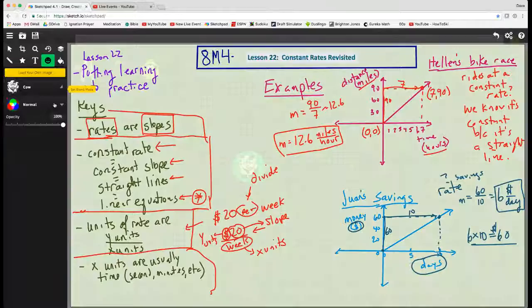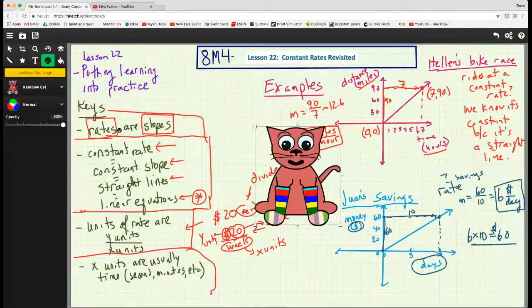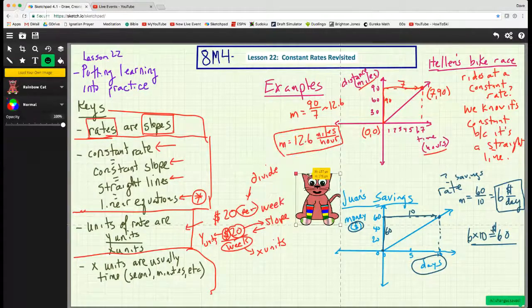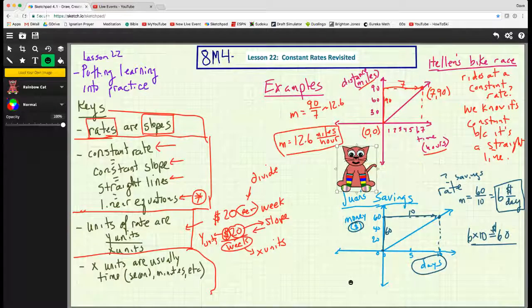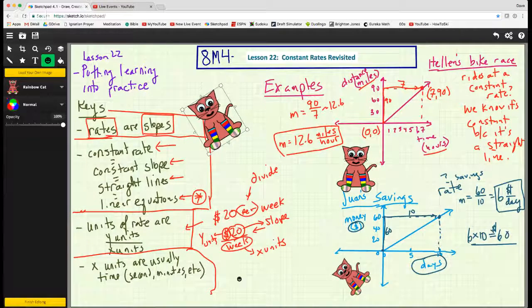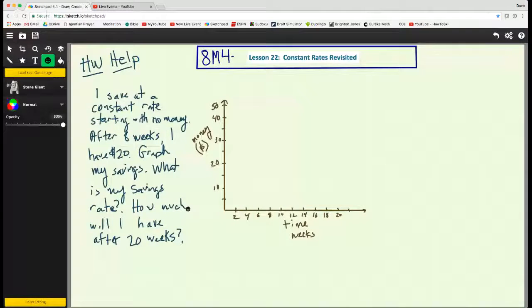Now, first of all, we're going to lay down a few happy cats for you because this is great stuff. Word problems, that's the power of math. When you can apply math to real world problems. So let's look at this.